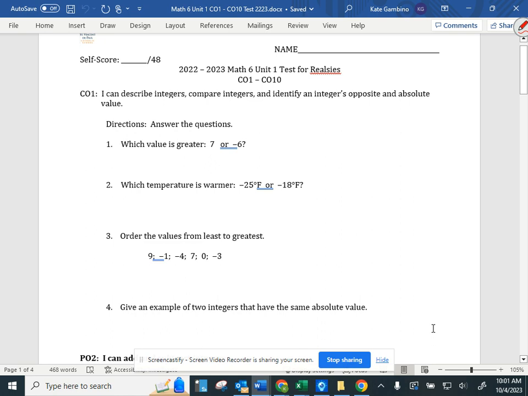Morning. Today we are reviewing that Unit 1 test to see where our mistakes were and to see how we did. The first objective we did really well on, so I'm going to go through it quickly.